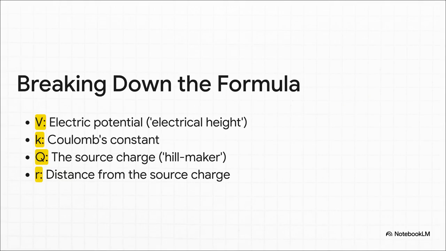Let's just quickly unpack this. Each part plays a really clear role. Q, the source charge, that's our hill maker. A bigger charge makes a steeper electrical hill. And just like you'd expect, as r, your distance, gets bigger, the height of that hill, the potential, drops off.